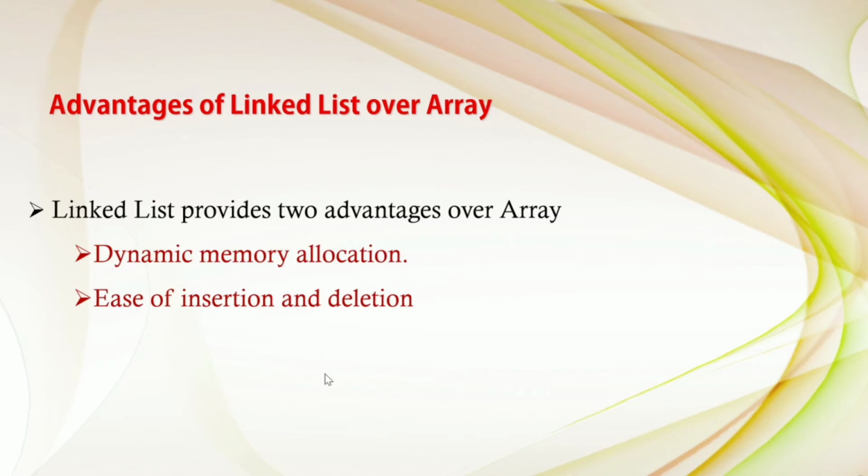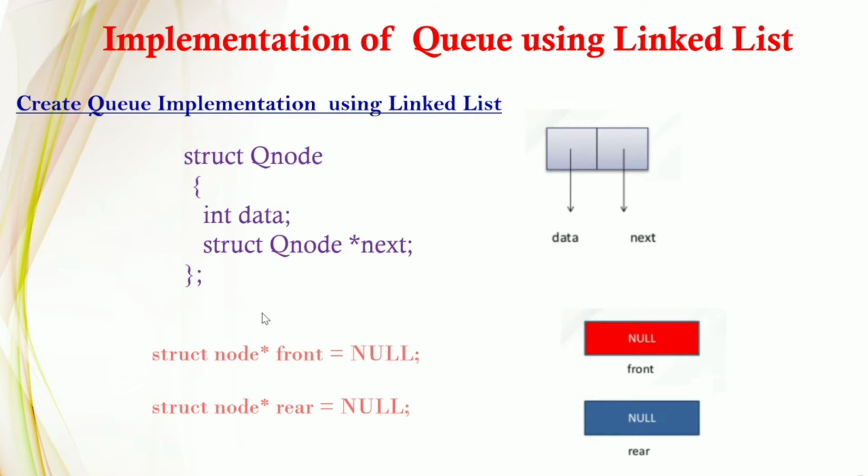The advantages of linked list over the array: it provides two advantages over the array. One is dynamic memory allocation and the other is ease of insertion; we can easily insert or delete the elements from the queue. And it allocates the memory dynamically. These two are the advantages over the array.